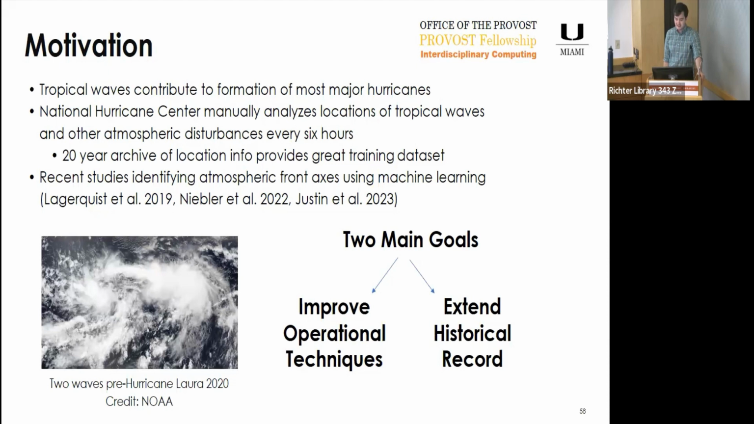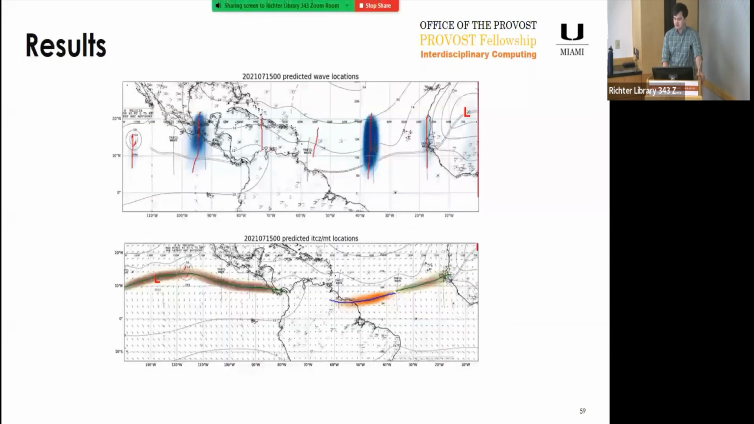And luckily, identifying disturbances in the atmosphere with structures like these, like a lot of the field of machine learning, there's been plenty of work on this problem in the past couple of years, but specifically for things like cold fronts in the atmosphere. So there is a body of work to draw from. And this is what I've been working on, and I'm pretty happy with the results so far.